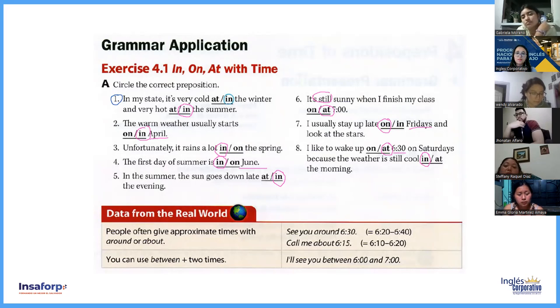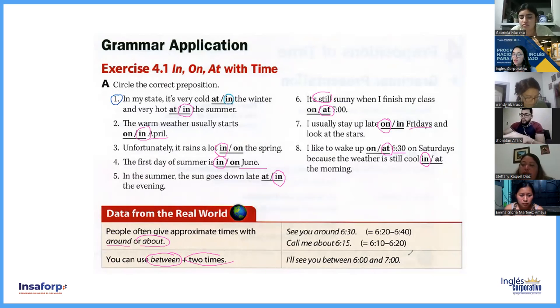Okay, questions about this part? I am also going to share a very interesting image. I think it is the best one to give you a better idea of this topic. We have other words here: around, about, like when you say see you around three thirty. Then we have between, for two times: see you between 6 and 7. Questions? No questions?